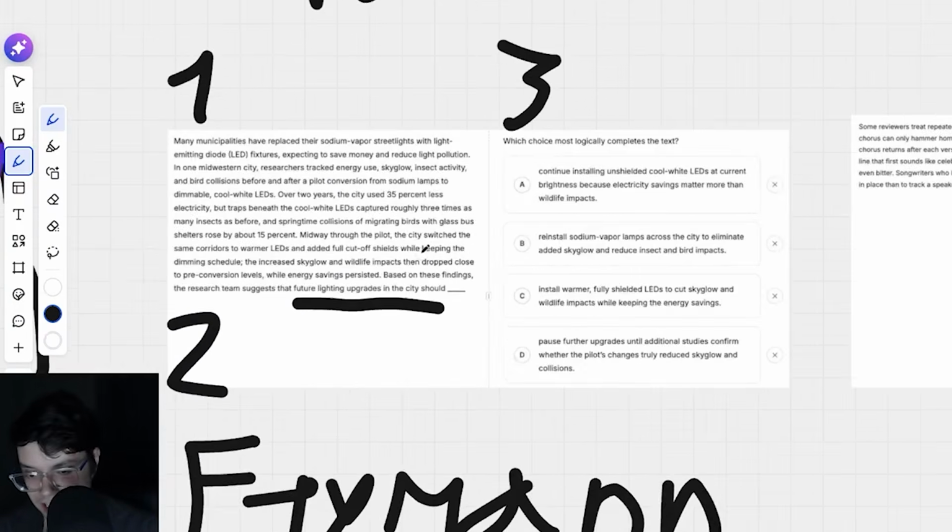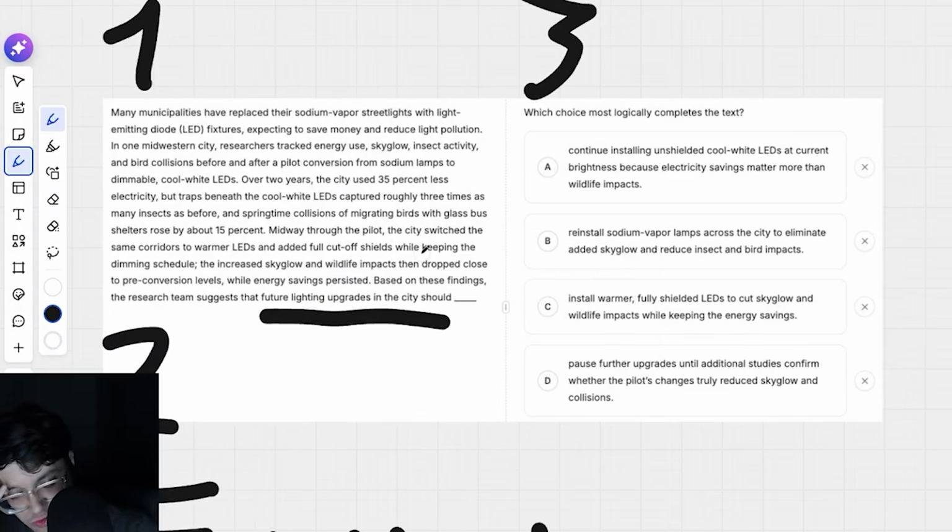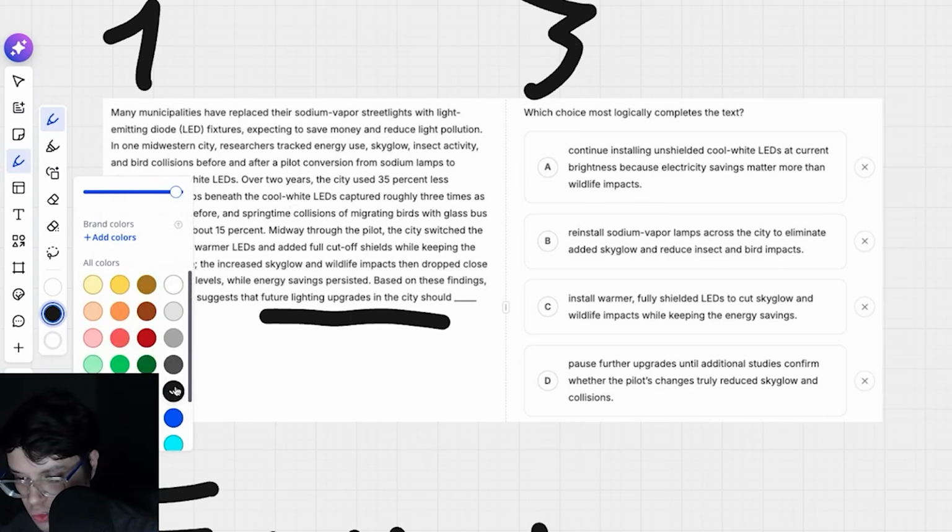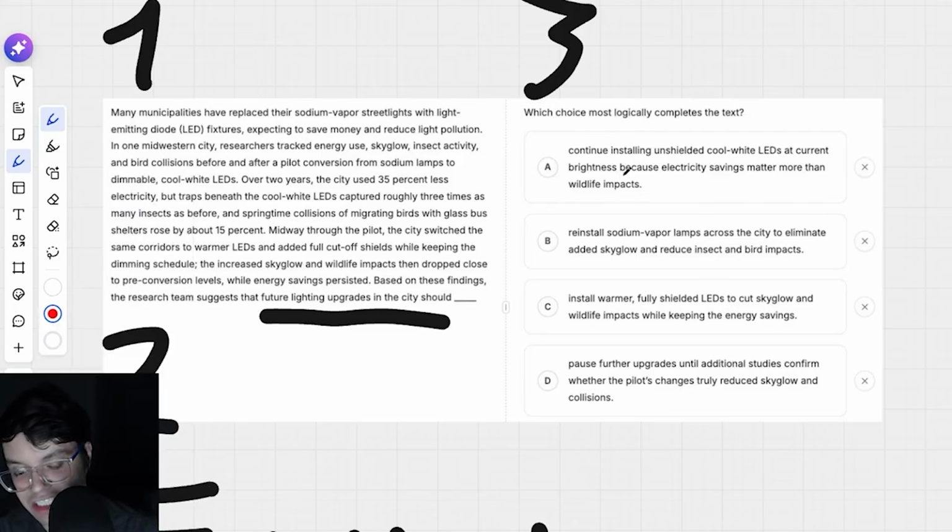Okay, so going on to this now, we're going to use this exact same logic as for reading this. We're trying to look at each of these choices and think to ourselves, is it entirely supported by all the ideas suggested in here, or is there anything here that is not supported? So with choice A, it's saying they think that it should continue installing unshielded cool white LEDs at current brightness. The unshielded cool white LEDs were the ones causing all the problems up here with the insects and the birds. So there wouldn't really be anything here saying that they want to continue installing them. So that would definitely be not supported.